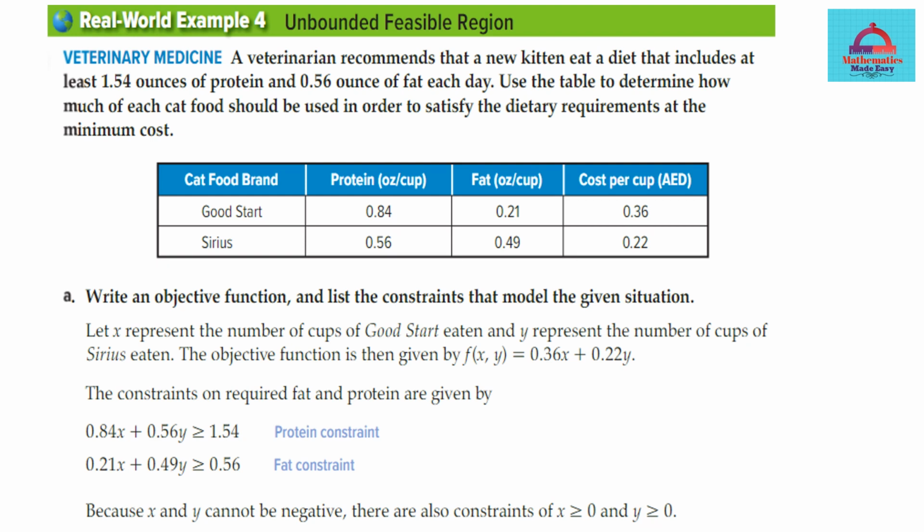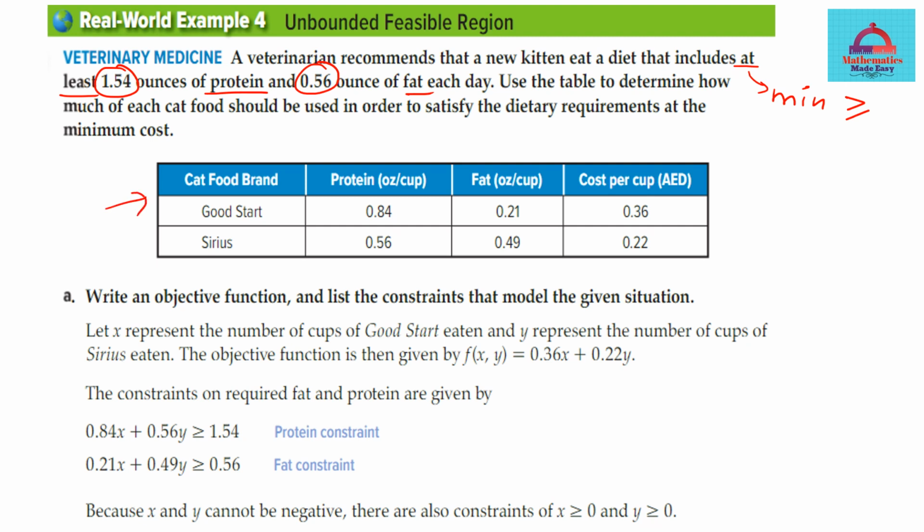Let's now solve a real world problem. This is a word problem, so we will highlight important information and read at least twice. A veterinarian recommends that a new kitten eat a diet that includes at least, which means minimum. So that means it has to be more than this, minimum it has to be. So the greater than or equal to inequality will be used. So this much protein and this much fat she should eat each day.